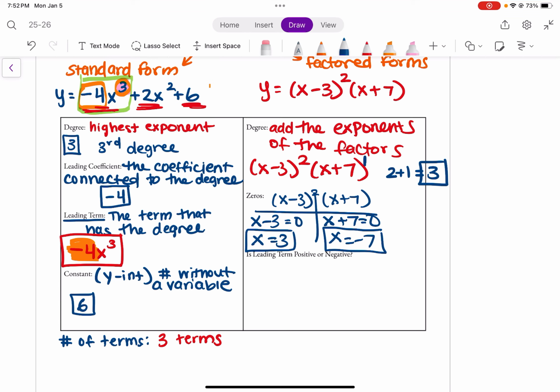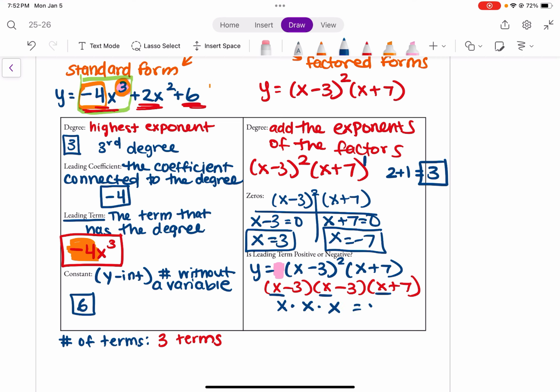Another thing that we can find is if the leading term is positive or negative. There are a few ways to do this. So I'm going to rewrite the equation. y equals x minus 3 squared, x plus 7. One easy way is just to see if there's a negative sign in the front. If there's no negative sign, that means it's positive. Another way to think of this is that x minus 3 is happening twice, and then we have x plus 7. So if we multiply these first terms, x times x times x, we get x to the third, and that is positive. So in this case, it's going to be positive.